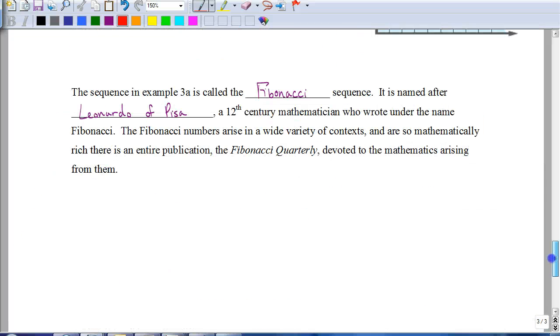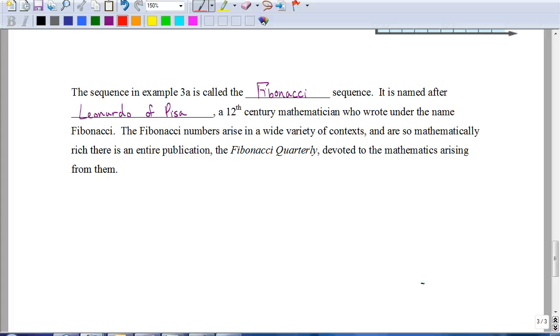So basically what we just talked about is a representation of a Fibonacci sequence. Just a little background information. You don't have to get this in your notes. You won't be tested on this, but I think it's important to know where some of the math that we're talking about comes from. And so a 12th century mathematician by the name of Leonardo of Pisa, he wrote under the name of Fibonacci, and he came up with this sequence.